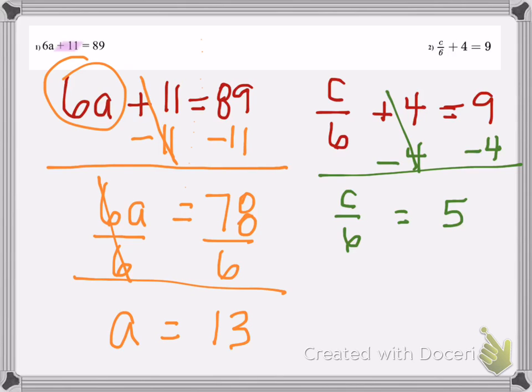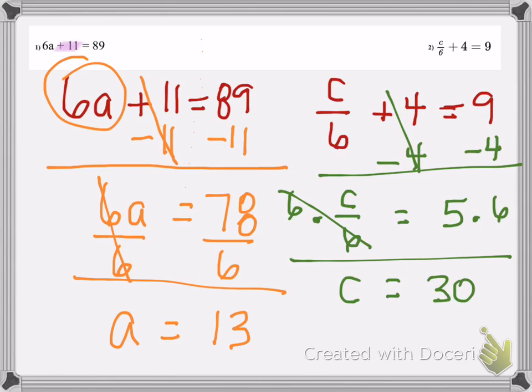And now I have a division problem. So I'm going to undo that with multiplication. So I'm going to multiply both sides by 6. When I do that, the 6's cancel. I get c is equal to 5 times 6, which is 30. So c is 30. And if I check that and put a 30 in for c, then that's going to be 30 divided by 6, which is 5. 5 plus 4 is 9, and 9 does equal 9, so I know that that is correct.